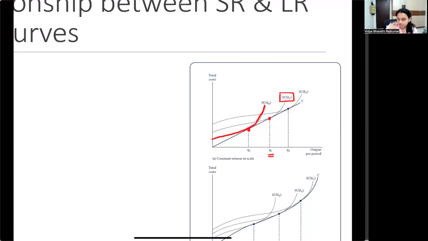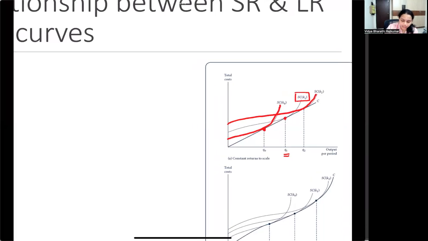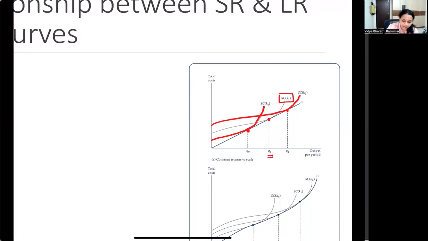Switch to the next time period, where we have a higher level of capital stock and a cost function associated with that. And the sweet spot is right there, producing Q2 levels of output. So what have I done?